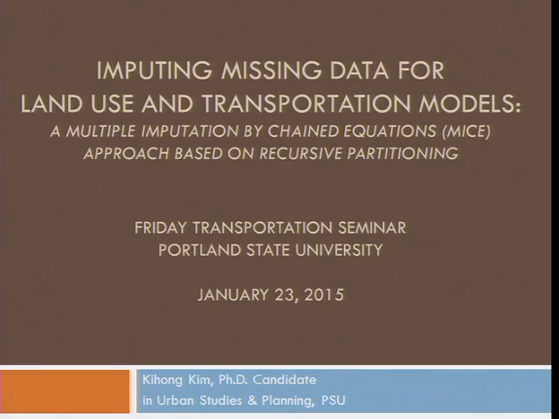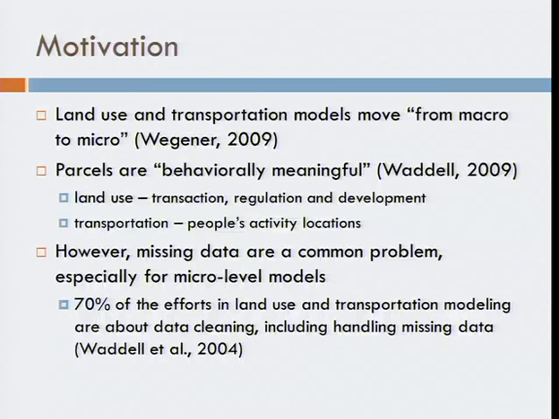Okay, I'm going to start with motivation. Today, land use and transportation models move from macro to micro in terms of spatial unit of analysis. You can easily imagine the advantages of micro-level geography. For example, parcels are behaviorally meaningful. For land use models, we observe actual transaction, regulation, and development at the parcel level. For transportation models, we can represent people's activity locations on parcels so that we can incorporate parking and work access into the models.